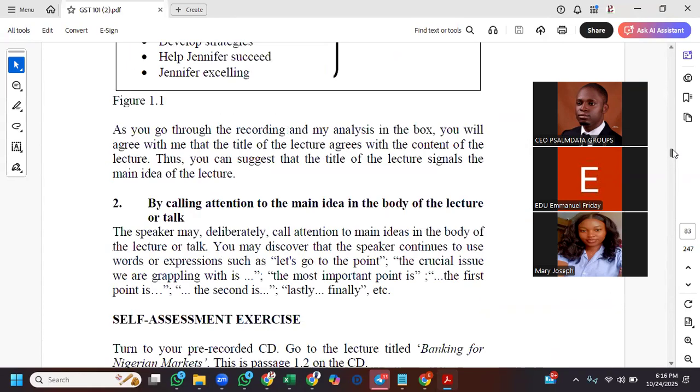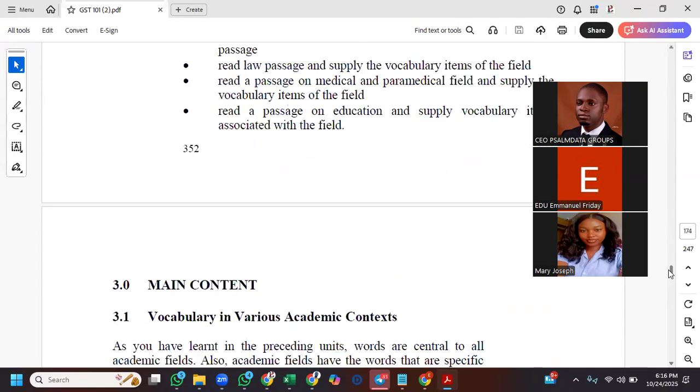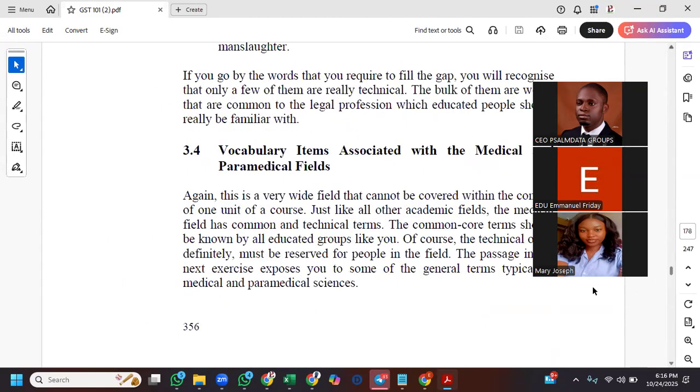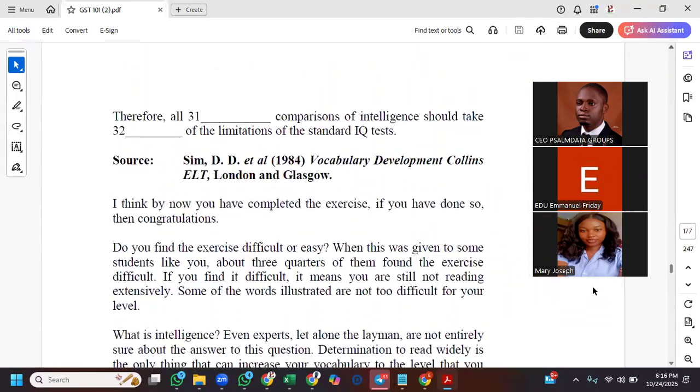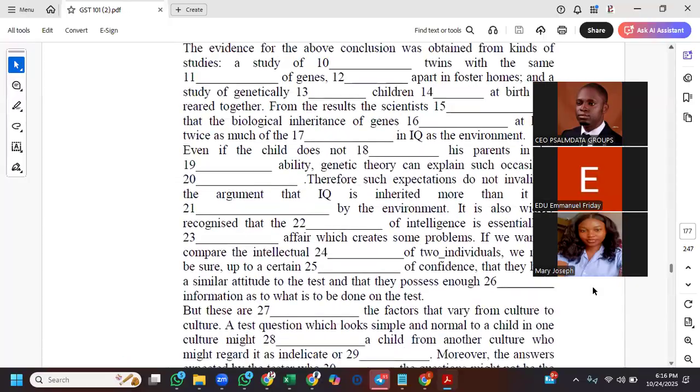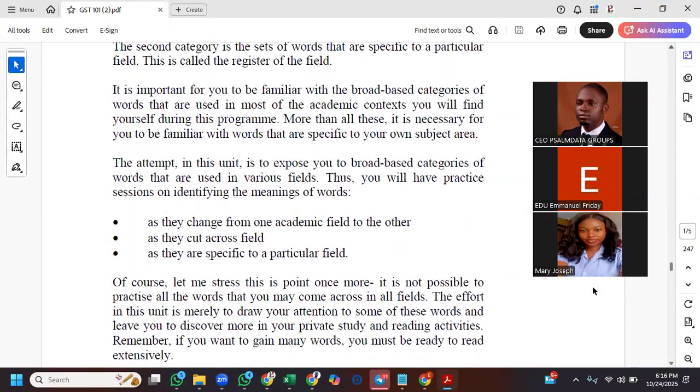Because this topic is very important. Seriously, you will need it. They will give you a passage and ask you what kind of passage it is.